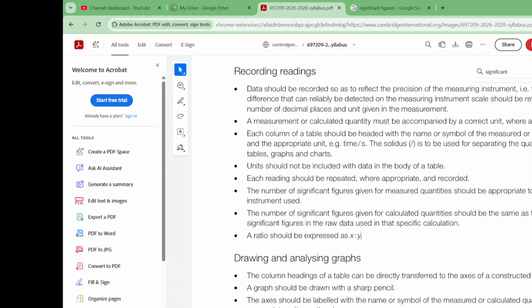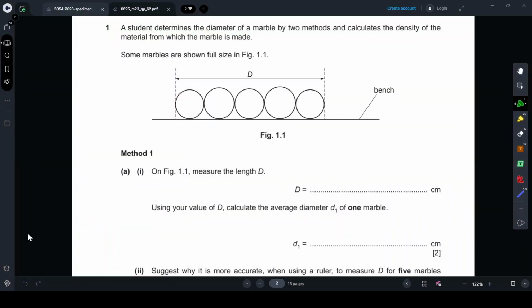Okay. So now going back to our paper, we came across a bit of confusion with perhaps the rounding of values, right? Rounding of values is also something, along with significant figures, that needs to be looked at.